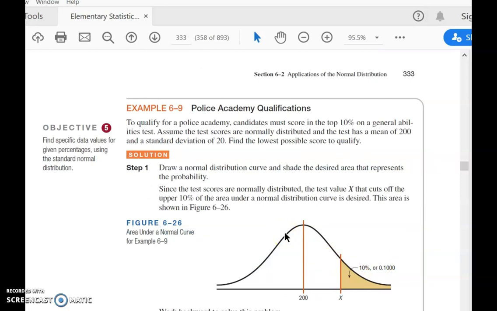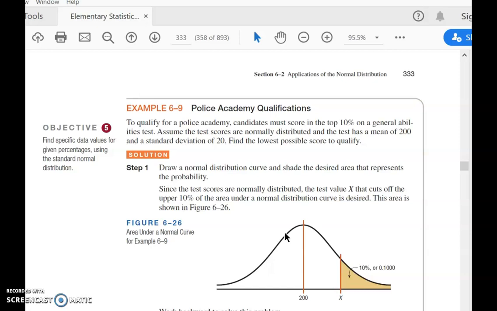Police Academy qualifications. This is the same example that's in the textbook edition number 10. The requirement to get into the police academy is that candidates take an entrance exam and have to score in the top 10%. We're going to assume that the scores are normally distributed. The police chief gave this test many times, came up with the population, and calculated the mean and the standard deviation, and that's given to you: 200 for the mean, 20 for the standard deviation. Find the lowest possible score to qualify.